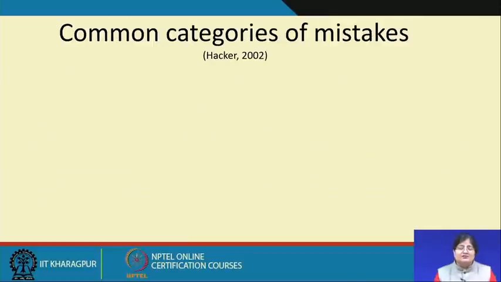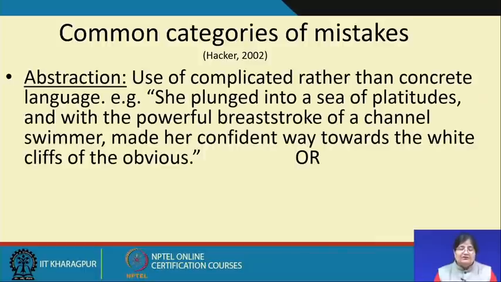Some common categories of mistakes, we have covered some, we might cover some more here. We have talked about this when we talked about creating meaning. Abstraction uses complicated rather than concrete language. For example, she plunged into a sea of platitudes and with the powerful breaststroke of a channel swimmer made her confident way towards the white cliffs of the obvious.